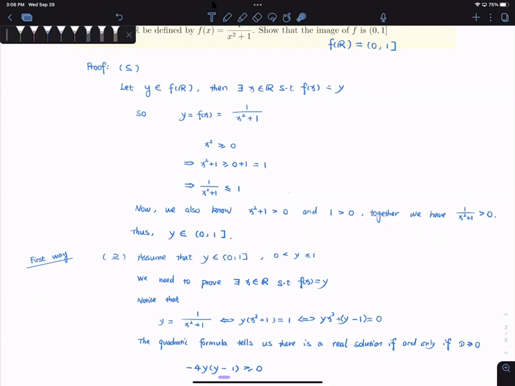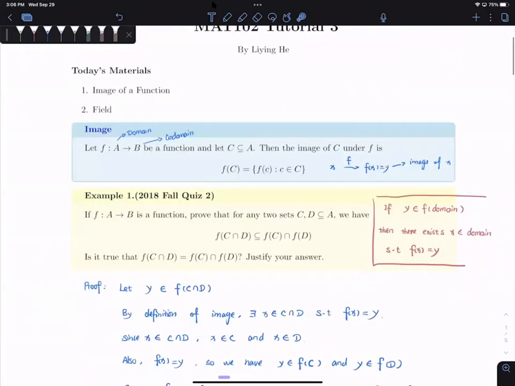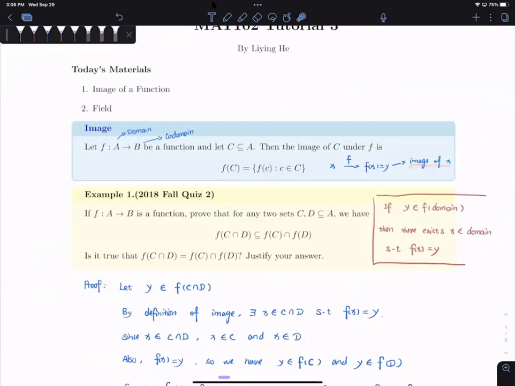Definition of image, sure. If you do not understand image, it's basically range in calculus. There's not much difference. The image of the function and the range of the function are interchangeable. It's just that domain is a different thing.